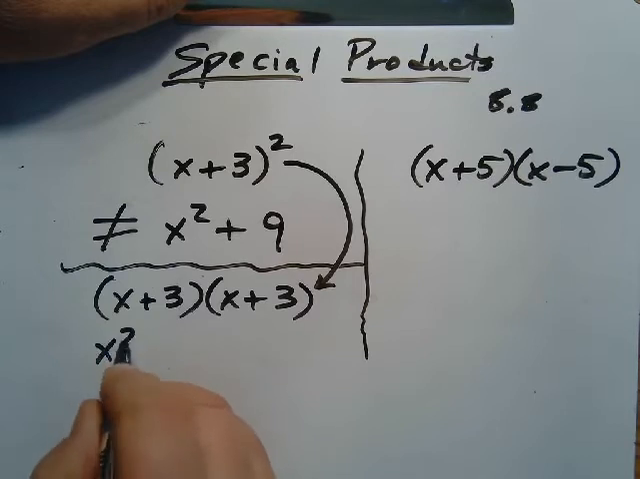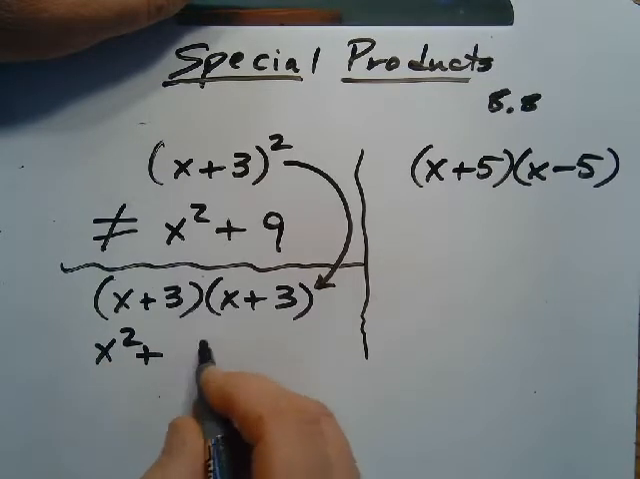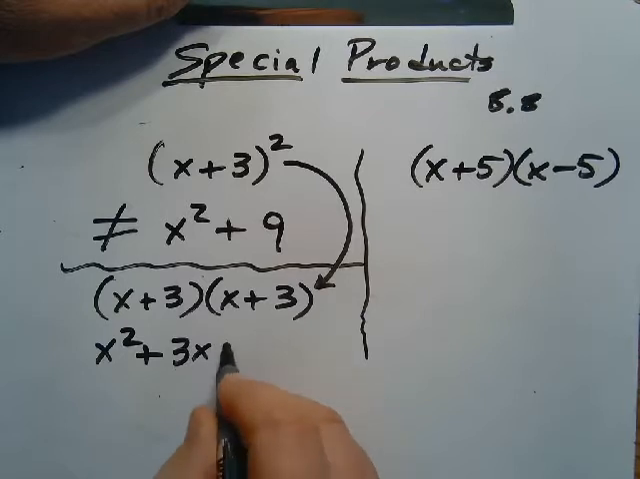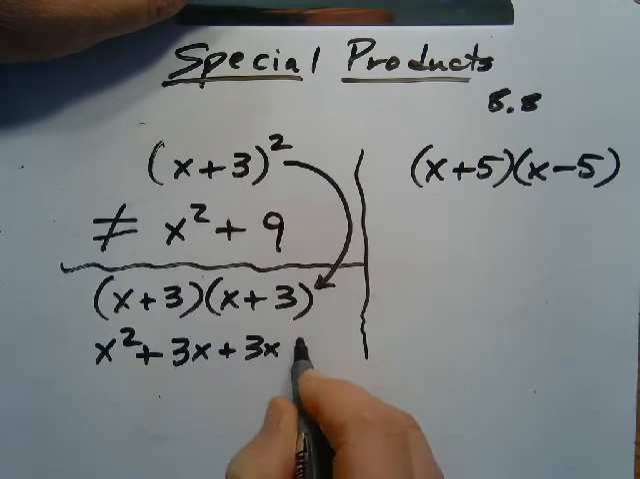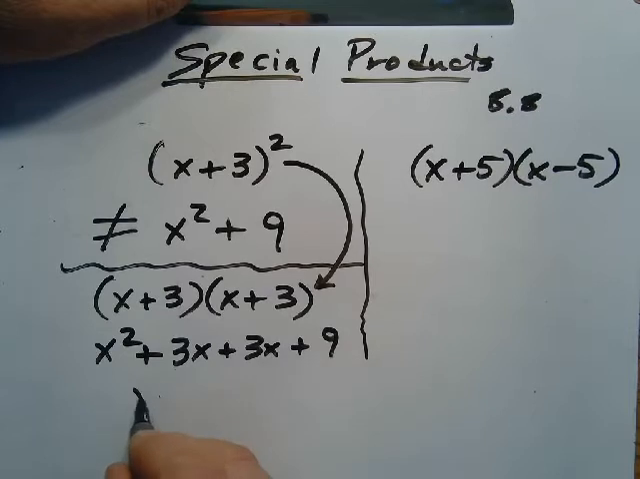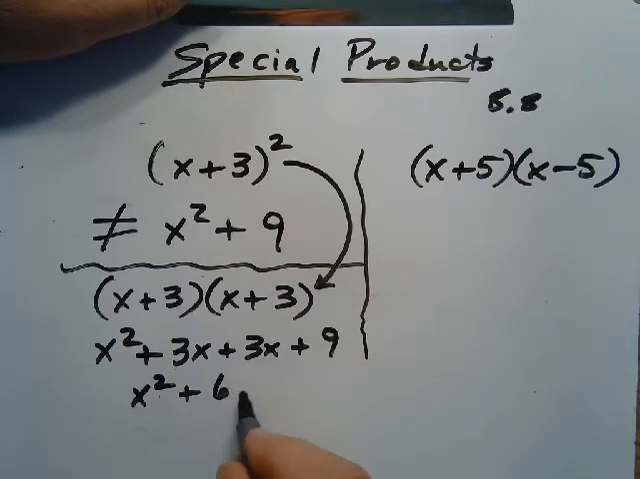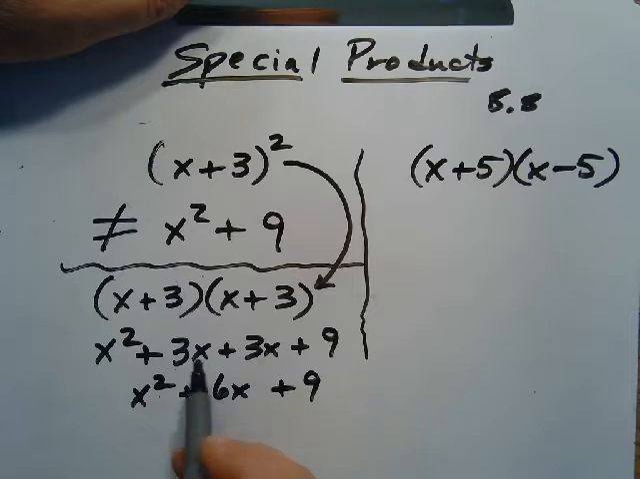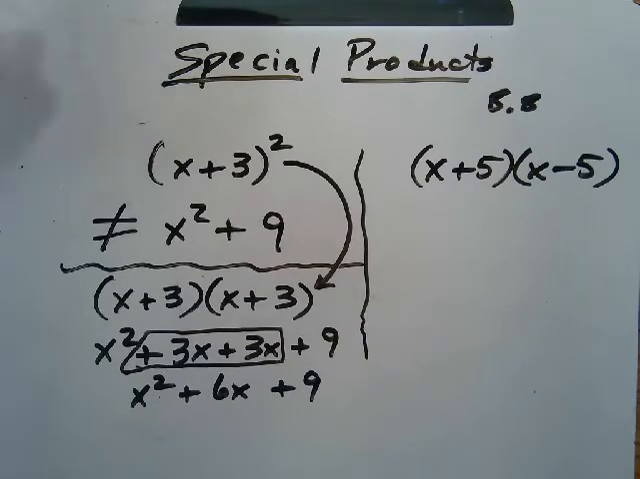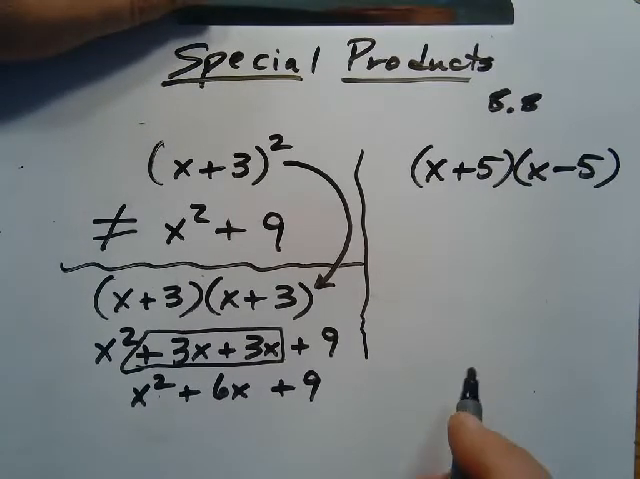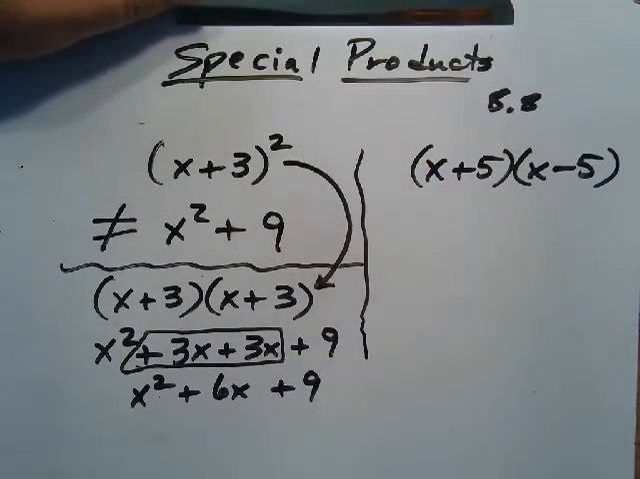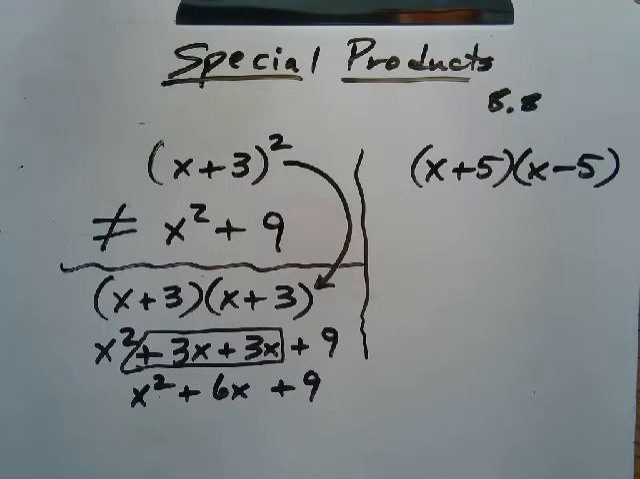So this would be x squared, first. Outer is 3x. Inner is also 3x. And the last term is 9. Now when I add these together, I get x squared plus 6x plus 9. Now it's important to notice here that in this special situation, and this is why it's called special, those two middle terms are the same. And that may allow us to do these in our head a little bit shorter. But if we can't do them in our head, we'll just write them out separately.